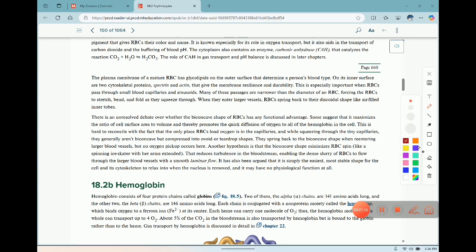Red blood cells also have some protein in them that creates the cytoskeleton, spectrin and actin, and that gives the red blood cells some durability. When red blood cells are forced into tubes, they can be stretched, they can bend, they can fold, they can squeeze, but they end up springing back to their original position.